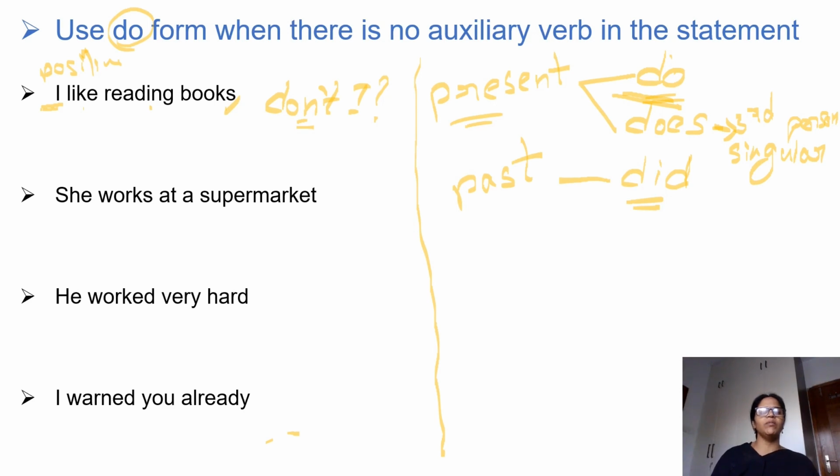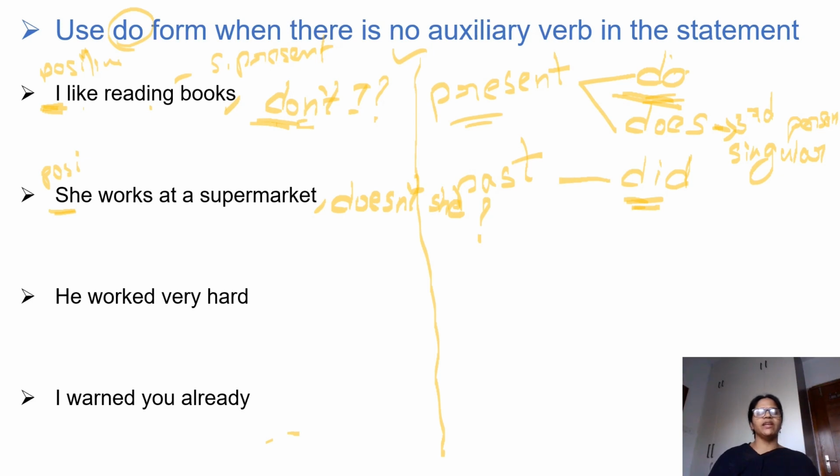Here the helping verb, the auxiliary verb, is not given, so we took the help of the do form. And do or does or did we use according to the tense of the sentence. Here the sentence is in simple present and the subject is not third person singular, so we took the help of the do form. Don't I. She works at a supermarket. Positive statement, we need a negative tag, and the auxiliary verb is not mentioned. The statement is simple present. The subject is third person singular. So "doesn't she" is the answer.